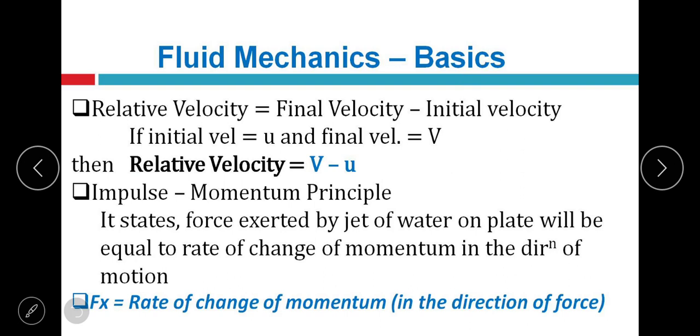Relative velocity is equal to final velocity minus initial velocity. If initial velocity is equal to U and final velocity is equal to V, then relative velocity is equal to V minus U.